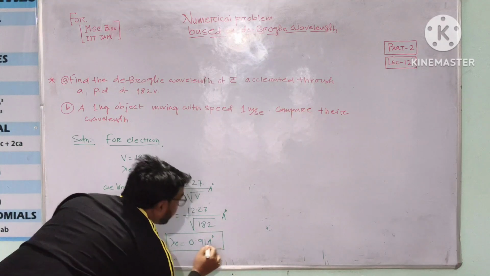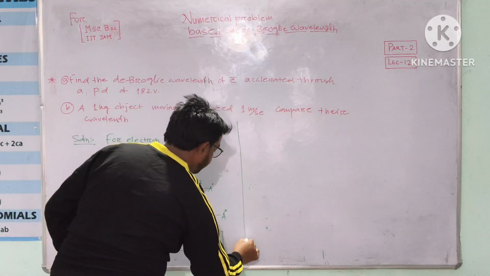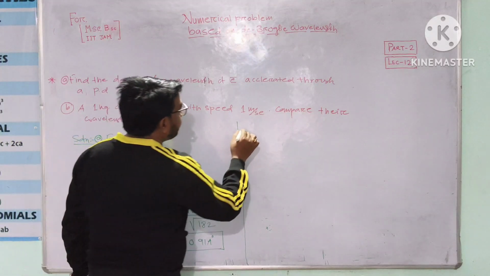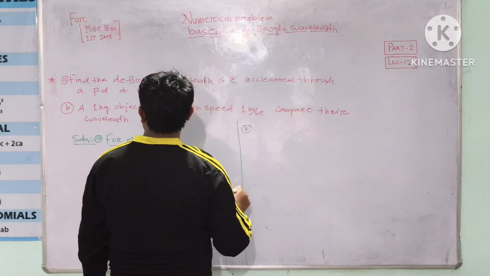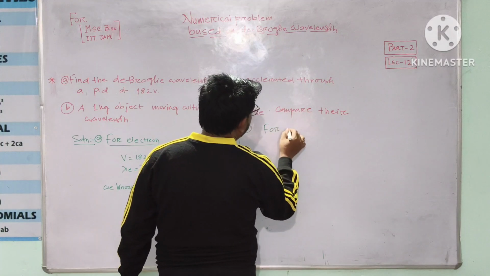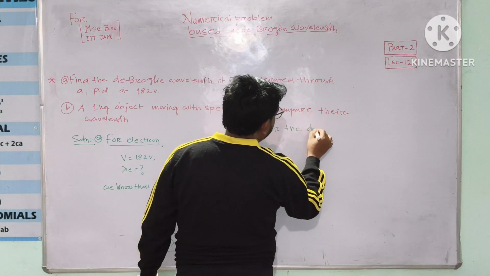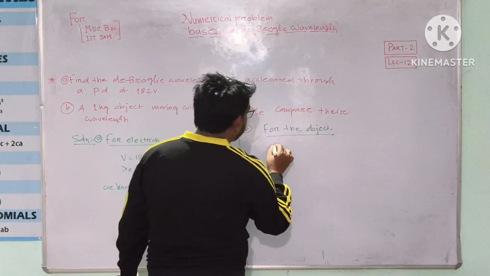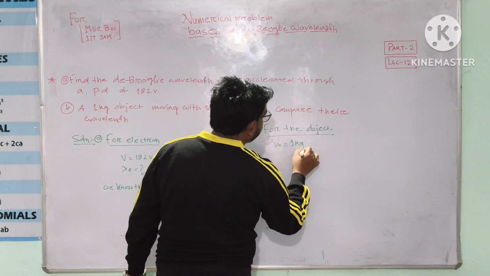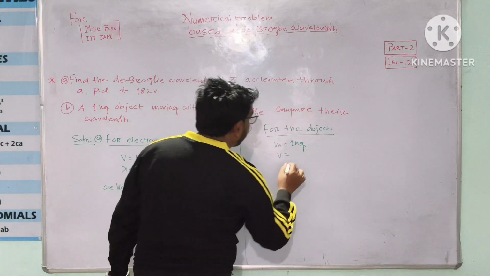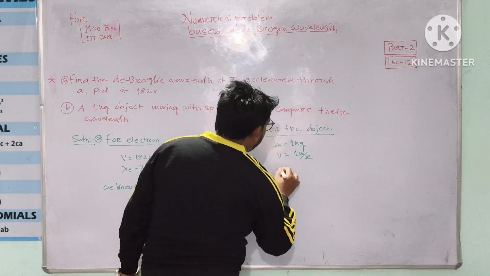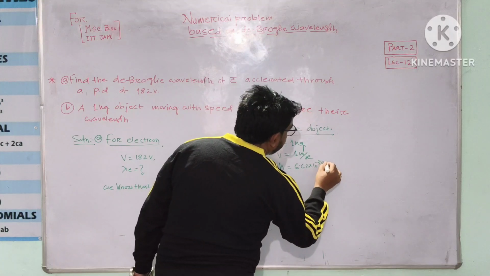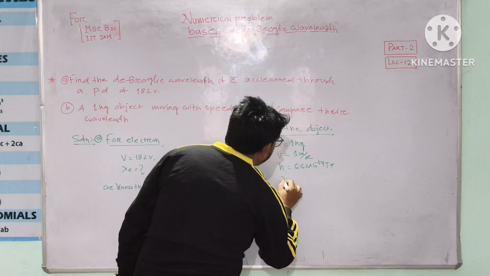Now we are going to solve the second part. This is part A and this is part B. For the object, mass of the object equals 1 kg, and velocity 1 meter per second, and also Planck constant 6.62 into 10 to the power minus 34 joule second, and lambda equals what?